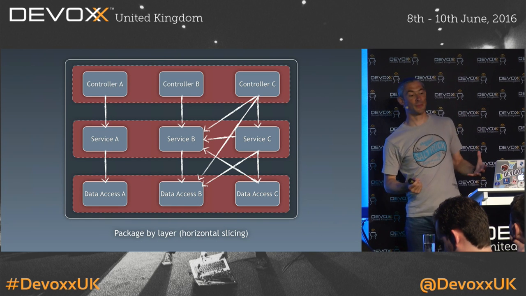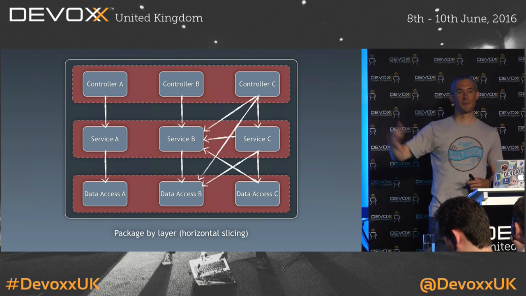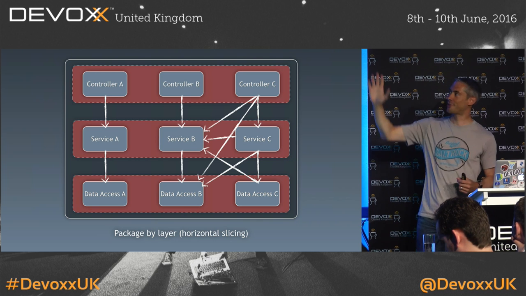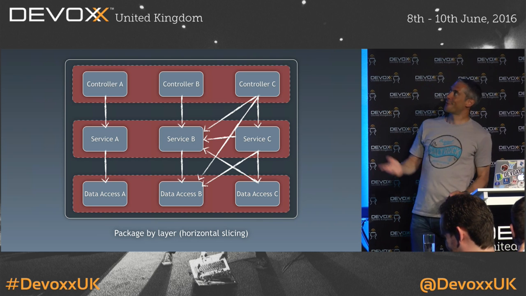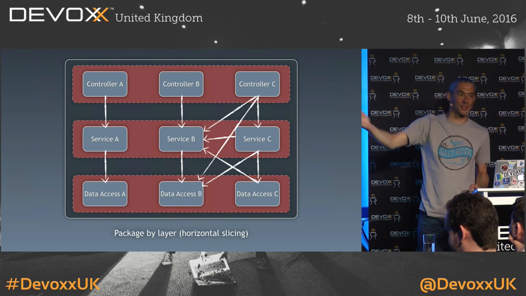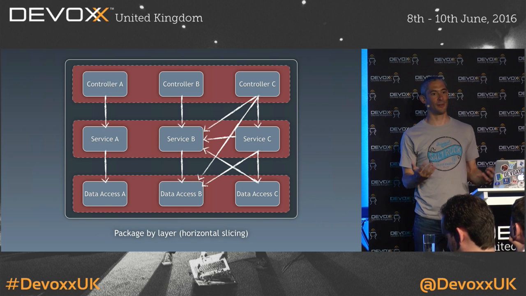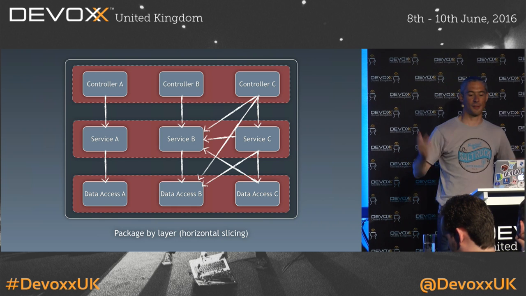I've run workshops with teams, and I've said, draw me a picture of your layered architecture, and they draw the previous picture. I'm like, that's beautiful. Now show me your actual code. And it looks like that. I'm like, you just lied to me. So, of course, your controllers can bypass your services and go straight to your data access object. And this happens a lot. It happens because of lack of discipline, code reviews, lots and lots of reasons.